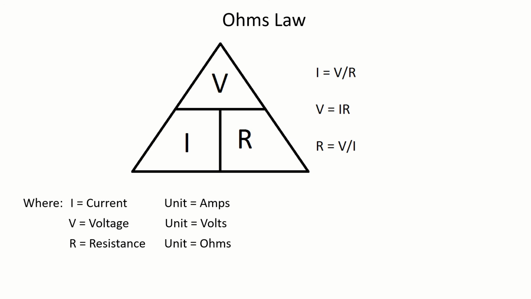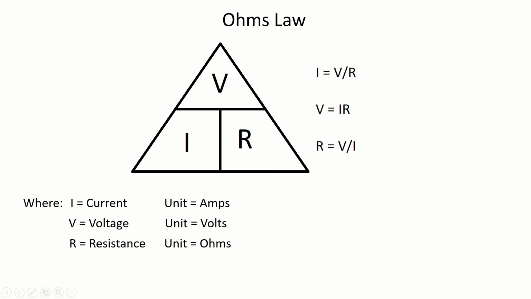If you wanted to find out what the current was, what I was, you put your thumb over I, and you'd say I is equal to V divided by R, or V over R. If you're looking to see what V would be, you put your finger over V, and then V is equal to I times R. If you're looking for R, you put your finger over R, and you'd see R is equal to V over I.